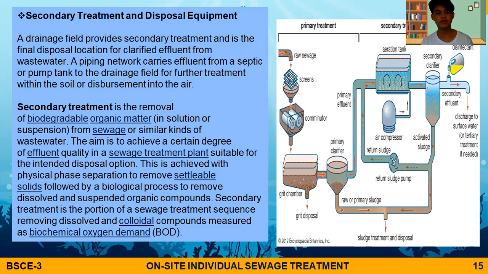Secondary treatment is the removal of biodegradable organic matter from sewage or similar kinds of wastewater. The aim is to achieve a certain degree of effluent quality in a sewage treatment plant suitable for the intended disposal option. This is achieved with physical phase separation to remove settleable solids, followed by a biological process to remove dissolved and suspended organic compounds.